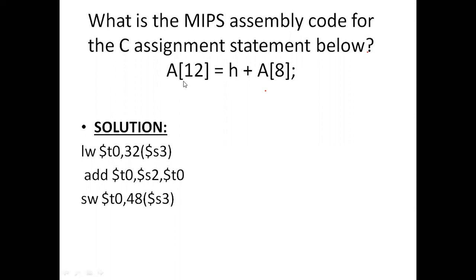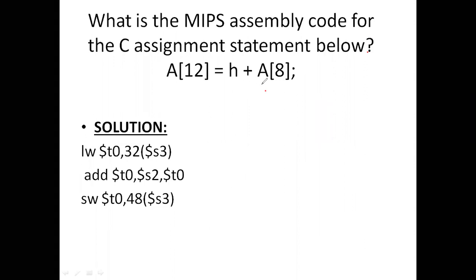So the given C statement is A[12] = H + A[8]. While observing this C statement, we have the array concept here. A[12] is nothing but an array variable, A[8] is also an array variable. So what about the array? An array is a collection of similar data items that share a common name.